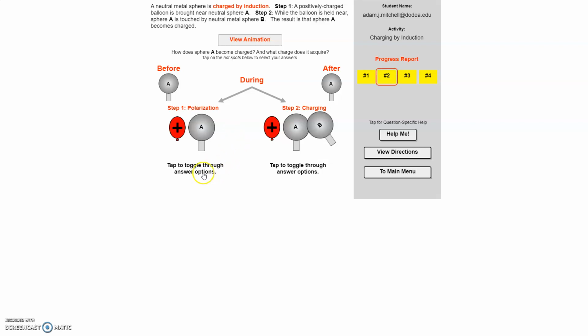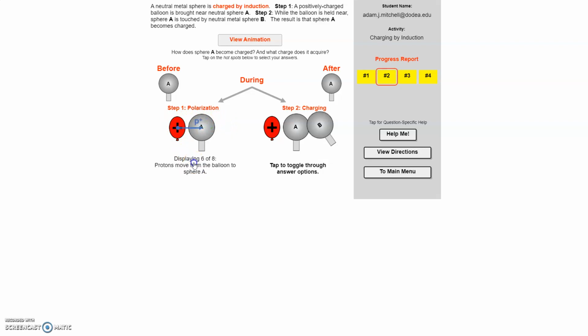So as we think about that, if we have a positive charge here, how are the electrons going to want to move? Well, electrons have a negative charge, so they're going to want to move towards that positive charge. Okay, that's true here. It's also true here. Once we have A and B touching, the electrons are still going to want to move that same direction towards the positive charge because they still have a negative charge. So then we just tap through the options looking for something that shows electrons being able to move that direction.